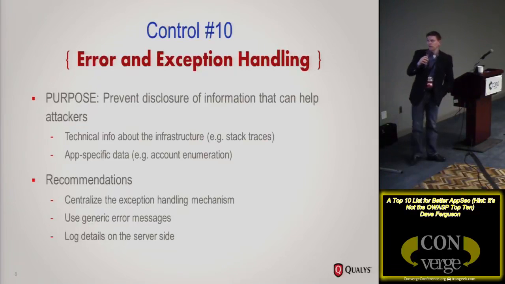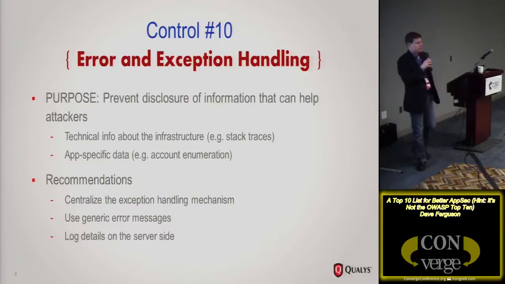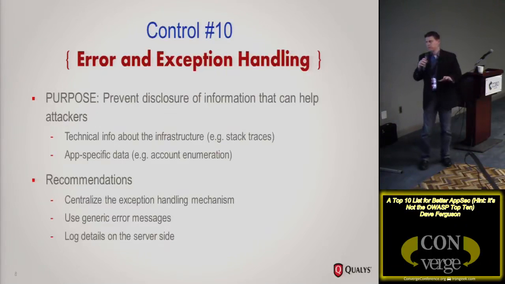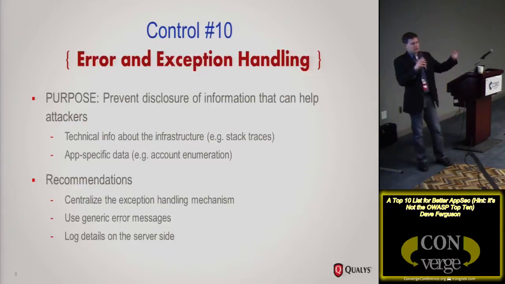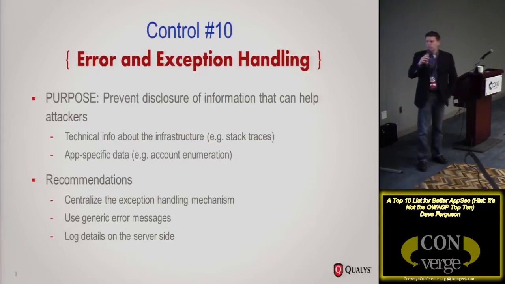So that's a type of error message that needs to be thought of during the design and development phase. You want to be very careful in error messages that are returned to users. They need to be very generic, and the error handling mechanism should really be centralized. You don't want to have each developer roll their own type of exception handling. It's better to have a centralized mechanism for that.